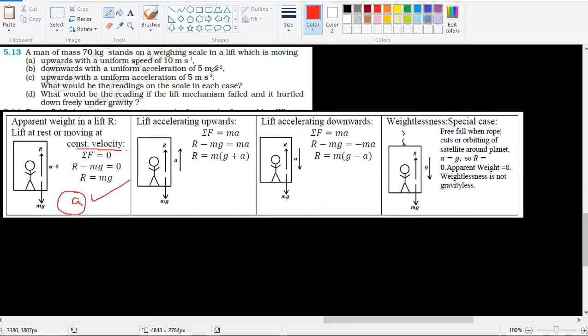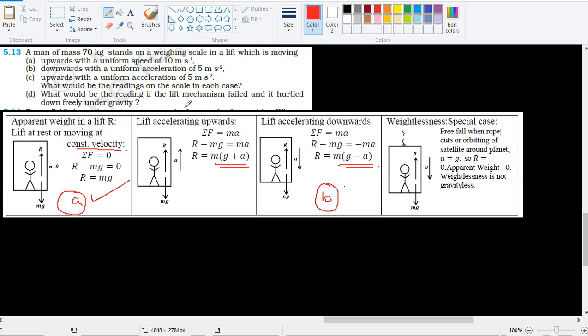Downwards with the uniform acceleration of 5 meters per second squared. Downwards means this way. So this is part B. When the lift is accelerating downwards, you will feel like you are getting lifted upwards, which means the weight will decrease. When the lift is accelerating upwards, you will get pushed downwards, which means the weight will increase. More accurately, you should say the apparent weight is increasing, not the actual weight.